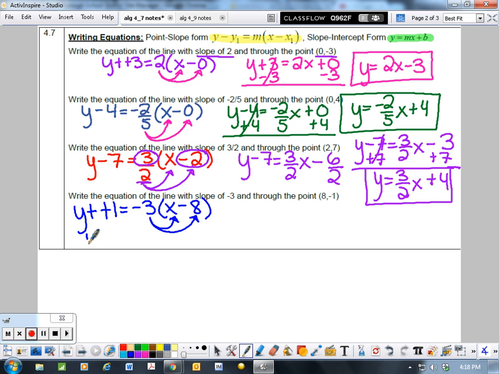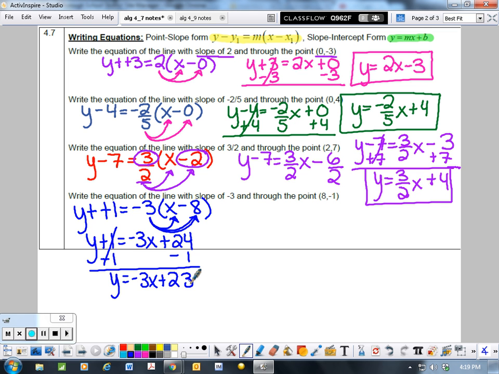So now I have y plus 1 equals negative 3 times x, and then negative 3 times negative 8 is positive 24, so be careful of your negatives. And then I move the 1 over to the other side. So y equals negative 3x plus 23.